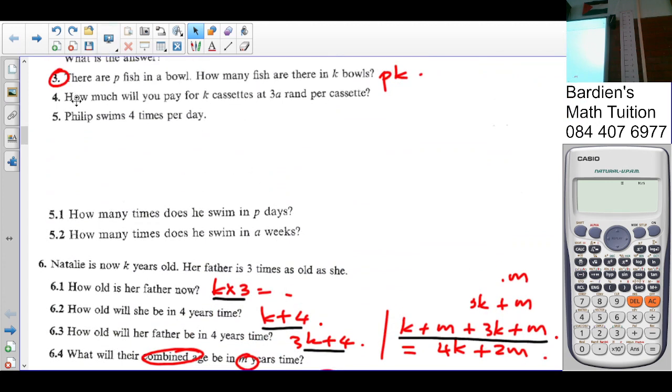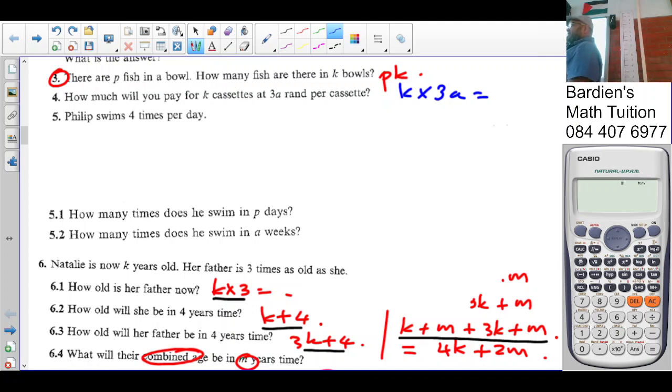So we are told: how much will you pay for K cassettes at 3A rands per cassette? Who has an answer yet? Yes? K times 3A. Who got K times 3A? It's correct. K times 3A. So how much will you pay for K cassettes? K times 3A. And what's K times 3A? 3AK or 3KA. You all agree with that? Any confusion? No. Right.